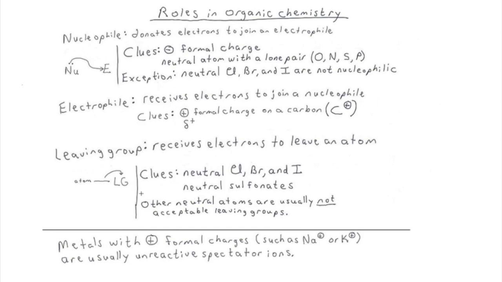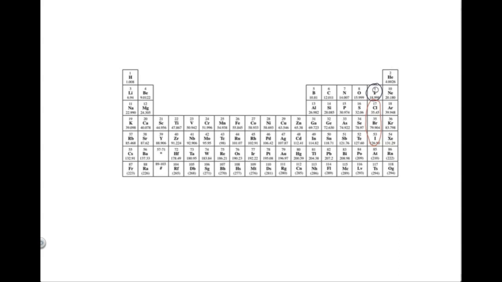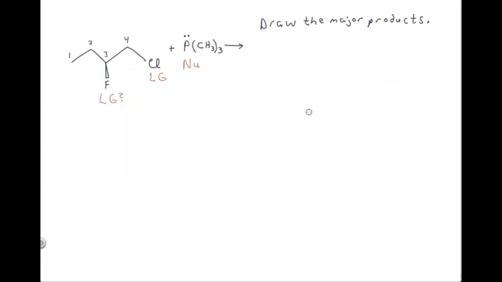We should assume here that neutral fluorine is not an acceptable leaving group. Neutral atoms are usually not acceptable leaving groups, unless you specifically learn otherwise. Neutral fluorine is in the same column of the periodic table as neutral chlorine, bromine, and iodide. Nevertheless, neutral chlorine, bromine, and iodide are good leaving groups, and neutral fluorine is not an acceptable leaving group. So that answers our question. We are not going to use the neutral fluorine as the leaving group. We'll use the neutral chlorine. Therefore, our alpha carbon won't be carbon 3. The alpha carbon will be carbon 4.